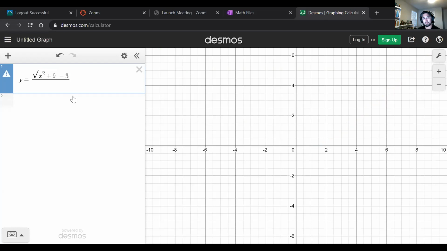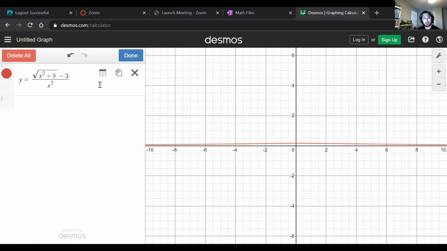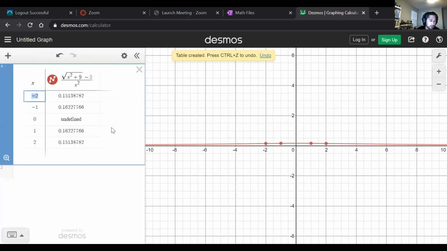If you hit the /, it's right next to the shift button, it'll make a fraction. If you highlight the entire numerator, hit the /, and it'll turn it into a fraction. And then you go to the edit list, and there's this little matrix box here. It'll convert it into a table for you.